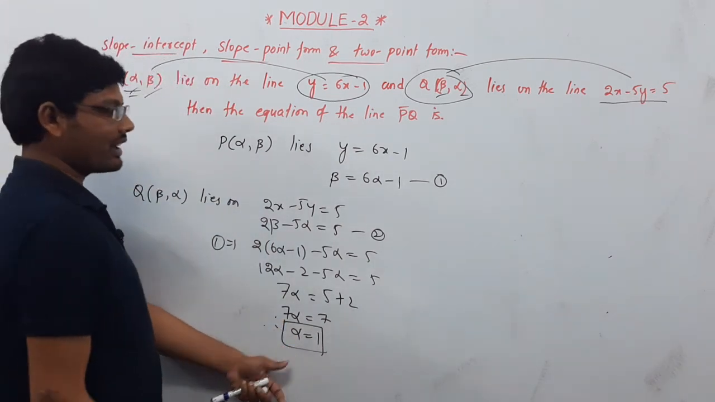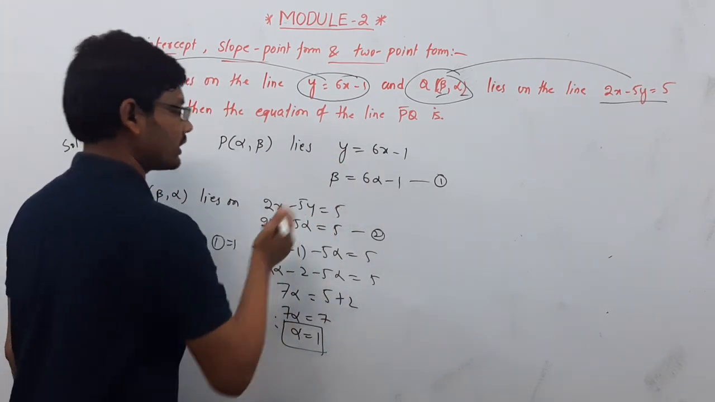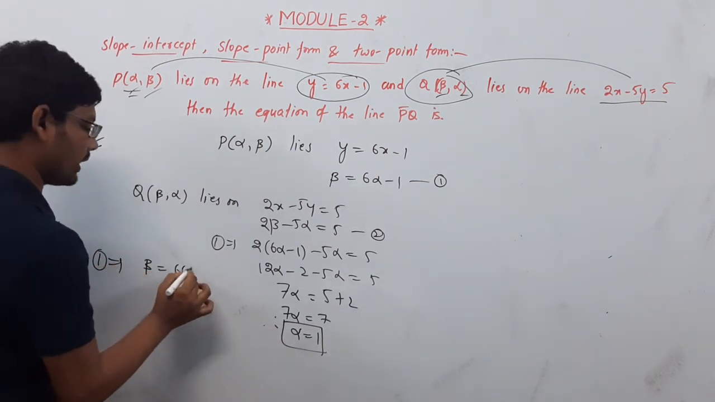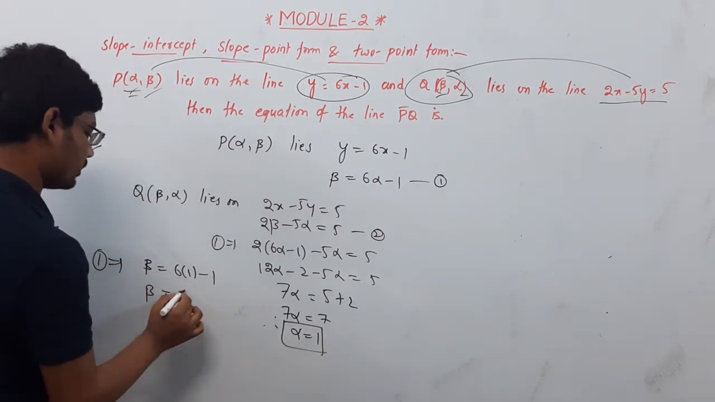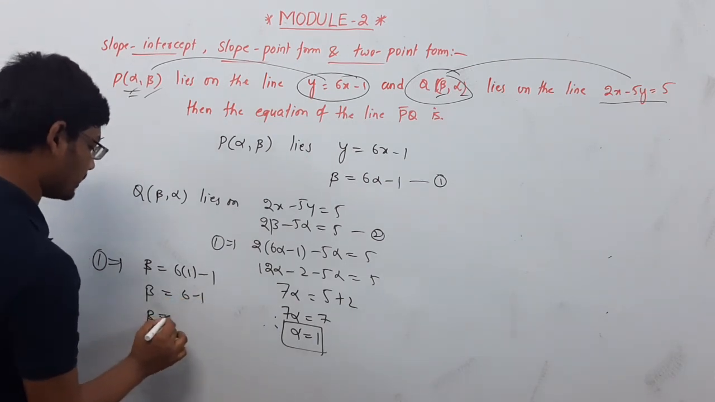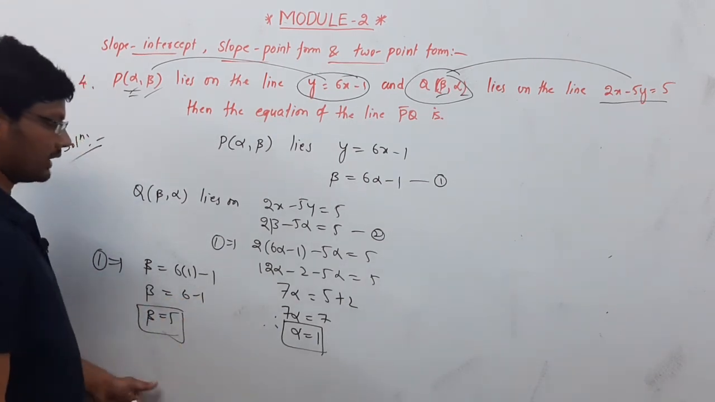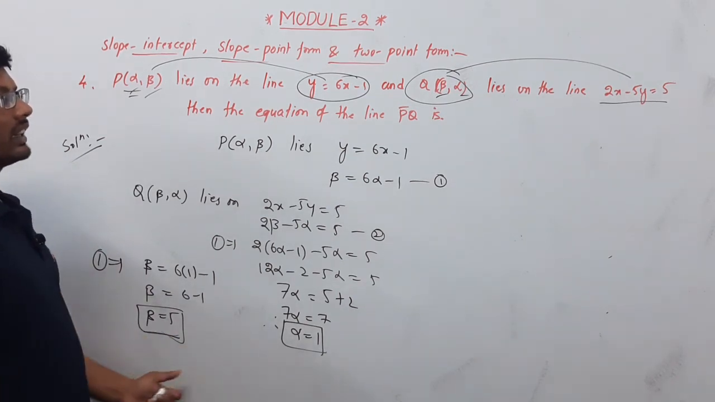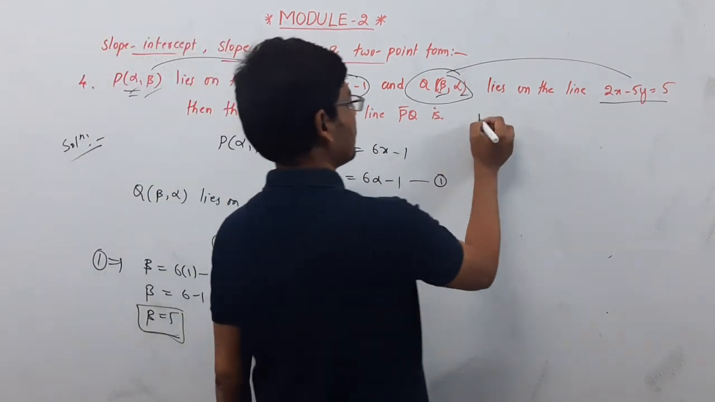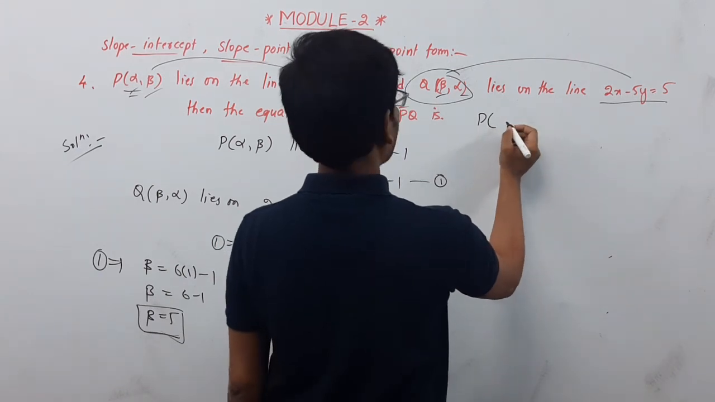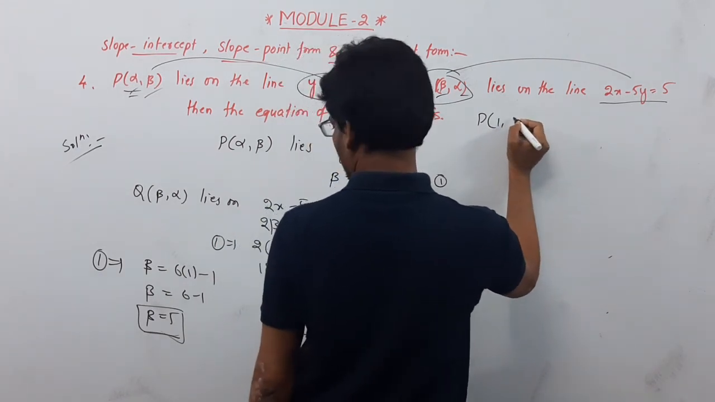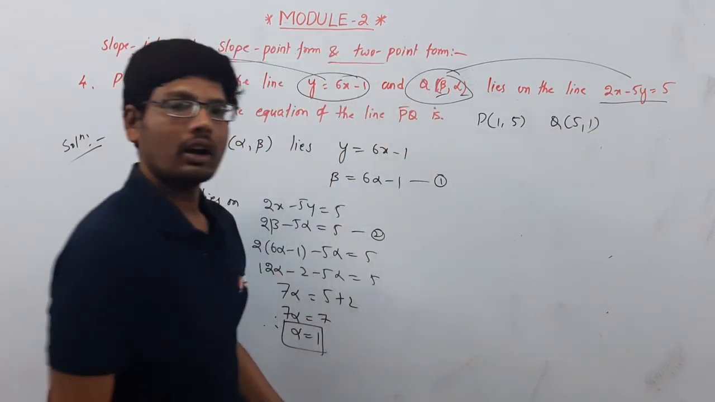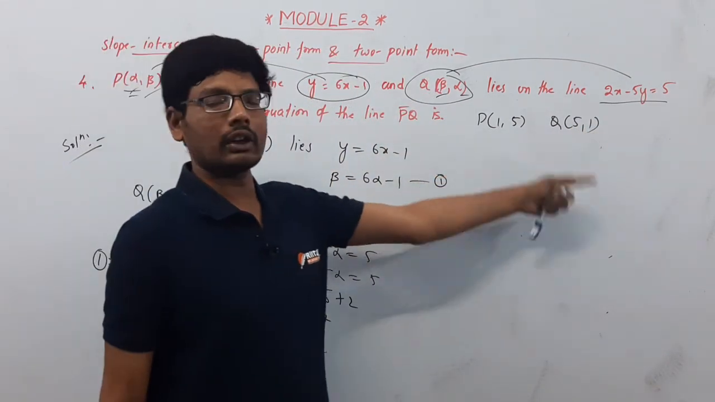After getting the alpha value, let's substitute it in this expression. Equation 1 implies beta is equal to 6 into 1 minus 1. So beta is equal to 6 minus 1. Beta is equal to how much here? 5. This is the value of beta. This is alpha and beta. After getting alpha and beta, P is equal to how much here? P is equal to 1 comma 5. Q is equal to 5 comma 1. We got the P and Q values here.